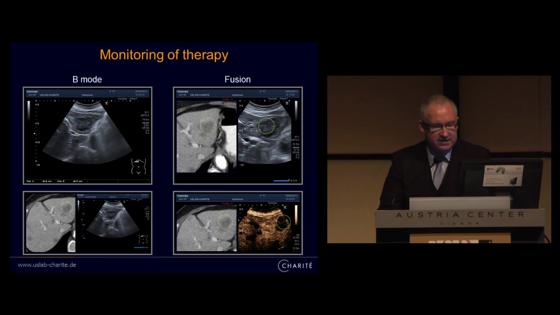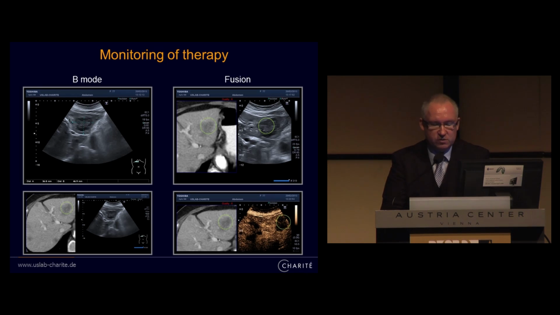And you see, this is an example of the therapy before. This is a B-mode scan of a metastasis. Of course, it's clear to measure this, but it's much, much easier to compare directly the CT scan 2 months before with the actual ultrasound scan. You see here the same situation.